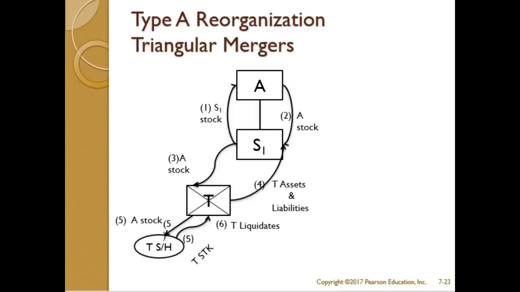Okay, here's a picture of type A reorganization triangular mergers. This is on page 7-24. Triangular mergers are under code section 368. They are similar to straight mergers except the parent corporation uses a subsidiary. So A, parent corporation, B, subsidiary here, to acquire the target corporation stock or assets. The target corporation then merges into the subsidiary this way, not directly into this one.